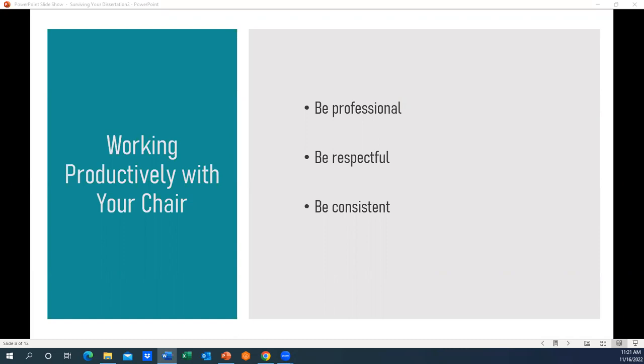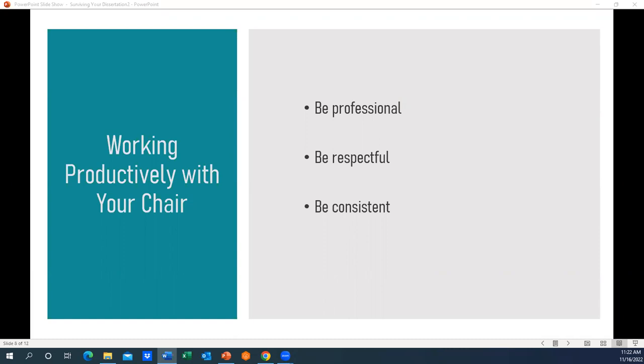But usually chairs, most of the time, are trying to be helpful. Sometimes they can come across as intimidating or short. And sometimes that may be true, or sometimes it may be your perception. But the bottom line is you shouldn't avoid your chair. I mean, that's the person you need to turn things into. That's the person you need to talk to. That's the person who is going to green light things for you.